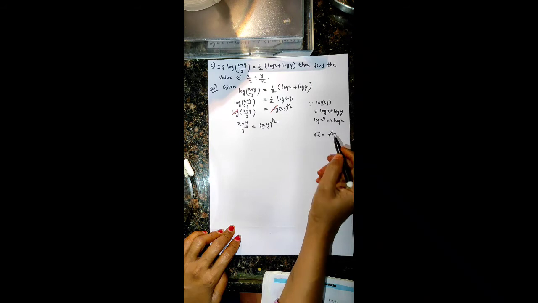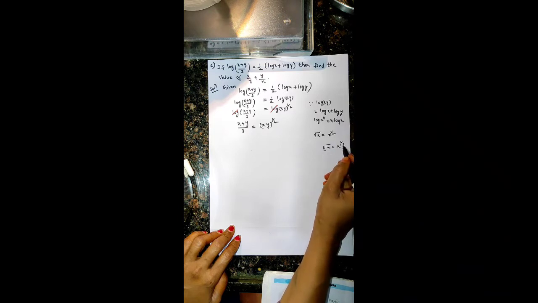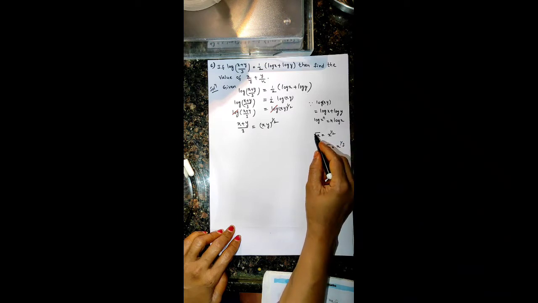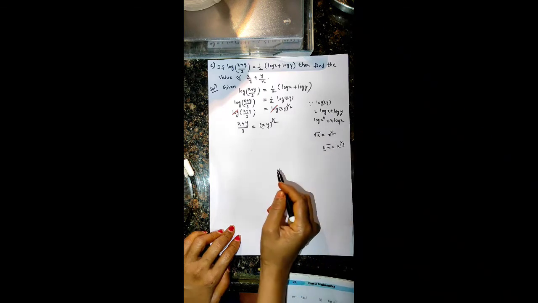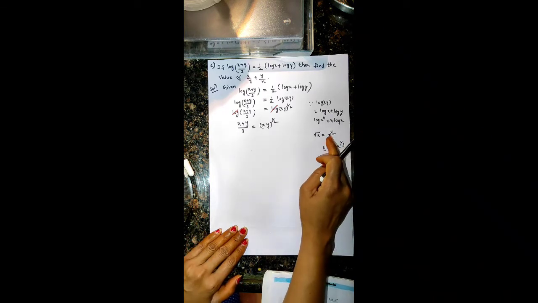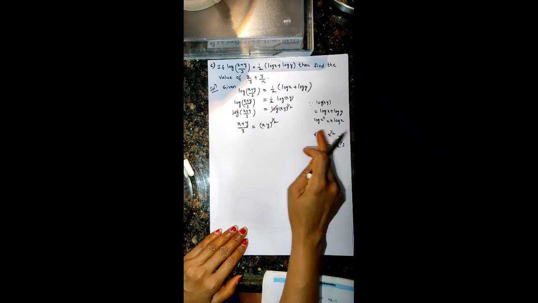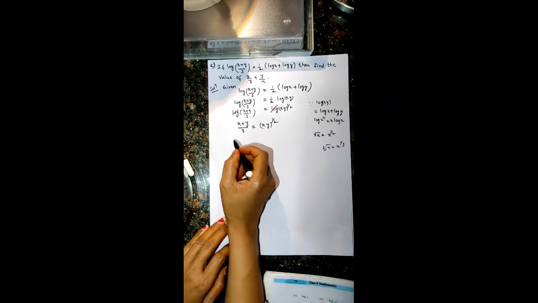2 is there means 1 by 2. Next, cube root of x is equal to x to the power of 1 by 3. Here 3 is there, that's why 1 by 3. Here nothing is there means 2 is there. 2 is there means 1 by 2. Instead of 1 by x to the power of 1 by 2, what can we write?